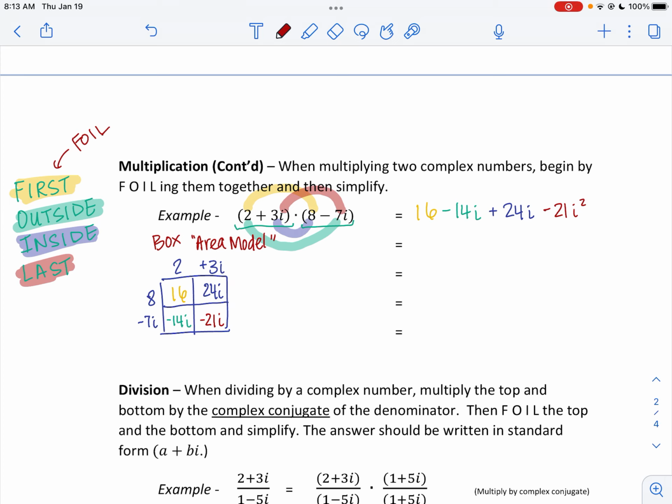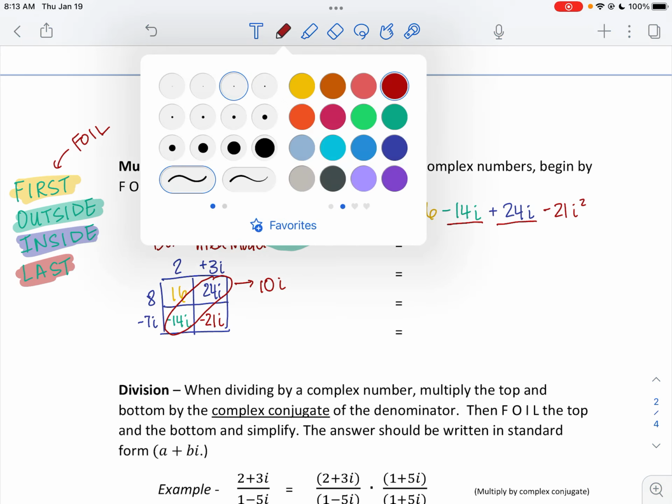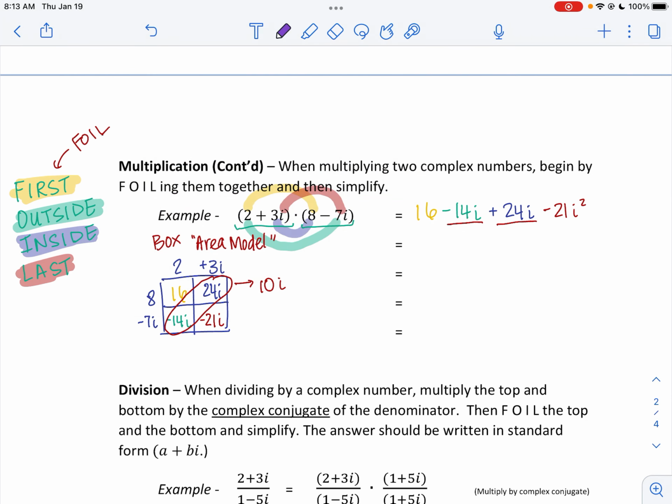So in the box model, you can combine these two because they are of the same term, as we can combine these two from FOIL. So when we combine negative 14i and 24i, we get 10i. We get 10i here as well. So we would rewrite the next line, let me choose a different color, 16 plus 10i minus 21i squared.